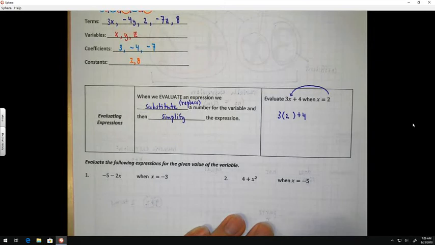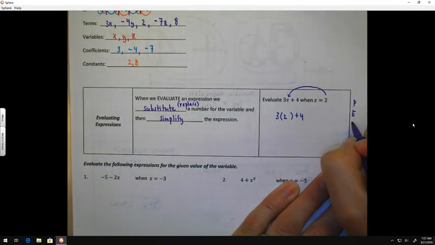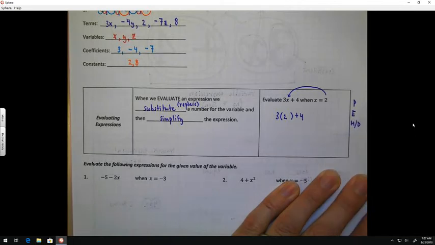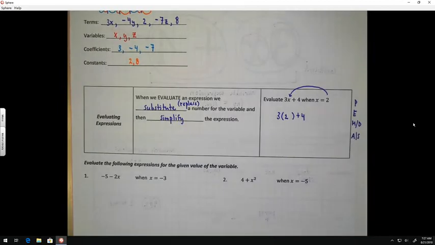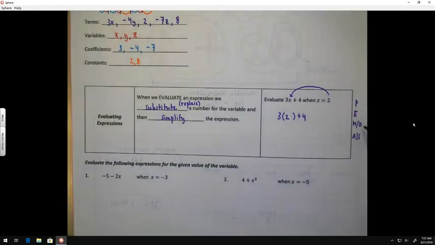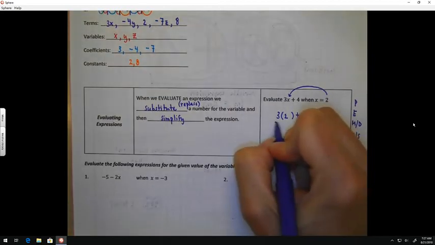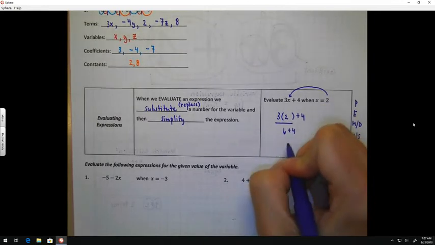And now I can go ahead and use the order of operations to simplify. Remember that was parentheses, exponents, multiplication or division, whichever one comes first, and then addition or subtraction, whichever comes first. So if I look in my problem, I don't have parentheses or exponents, but what I see is that I have multiplication and addition. So looking at my order of operations, I know the multiplication comes first, 3 times 2 is 6 plus 4, and I know 6 plus 4 is 10.